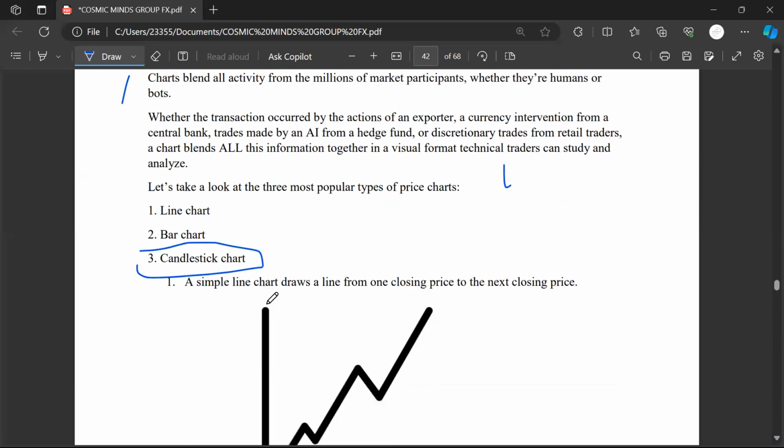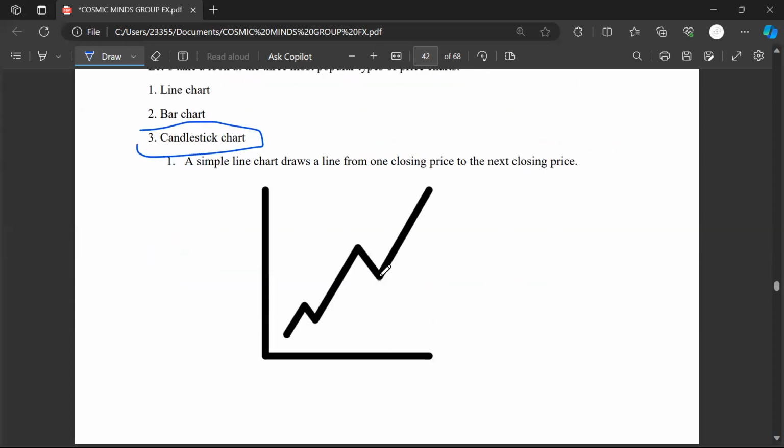Now, first of all, we are going to look at the line chart, right? A line chart simply draws a line from one closing price to the next closing price. This is an example. We told you the price levels are on the vertical, and then the time frame or the times are on the horizontal, right? So this is telling you how the prices are represented.